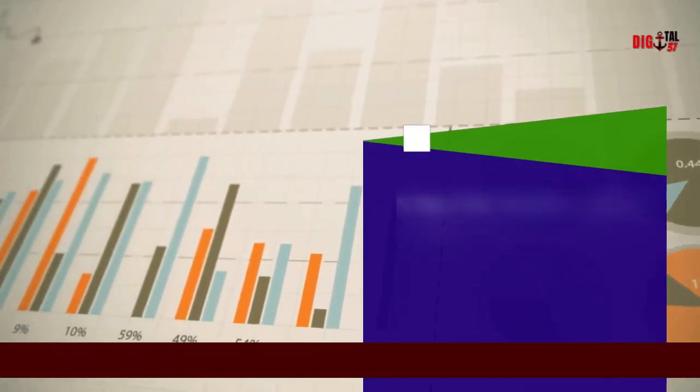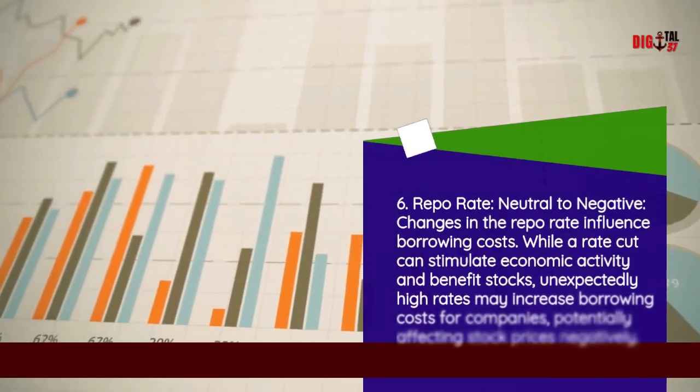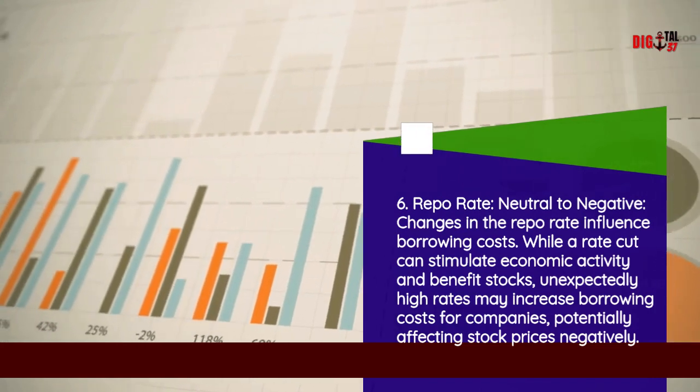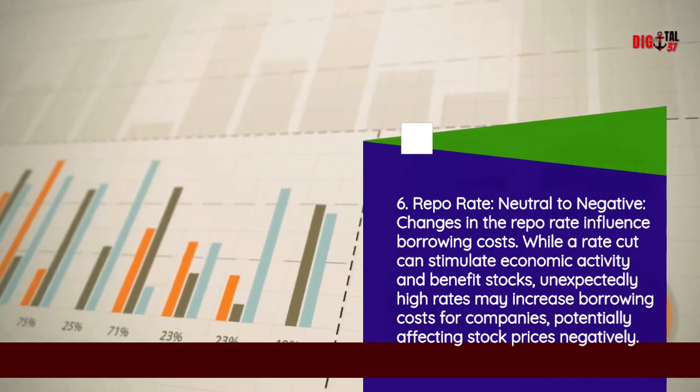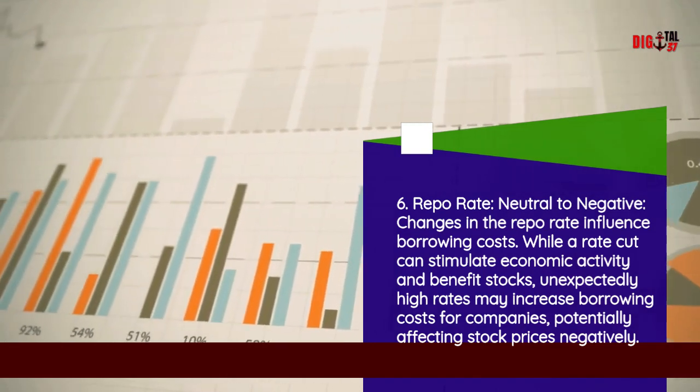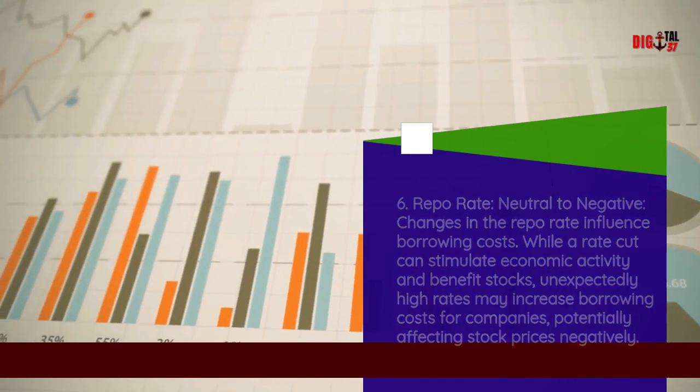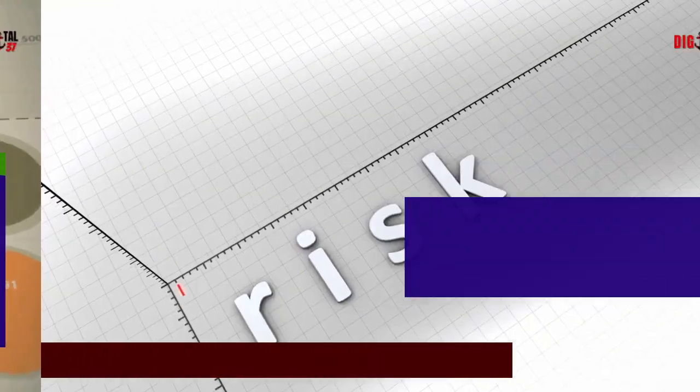6. Repo rate: neutral to negative. Changes in the repo rate influence borrowing costs. While a rate cut can stimulate economic activity and benefit stocks, unexpectedly high rates may increase borrowing costs for companies, potentially affecting stock prices negatively.